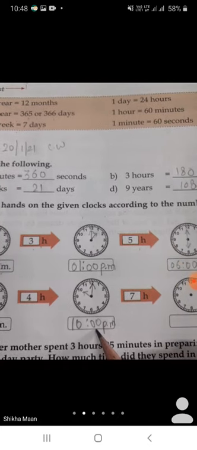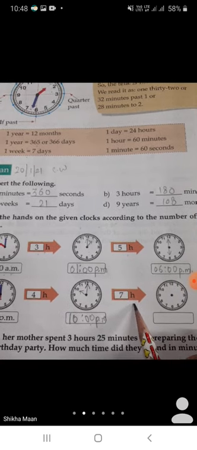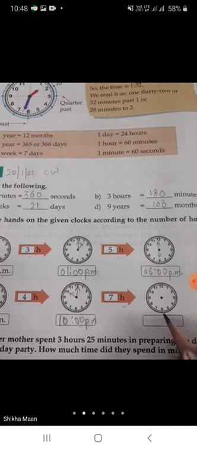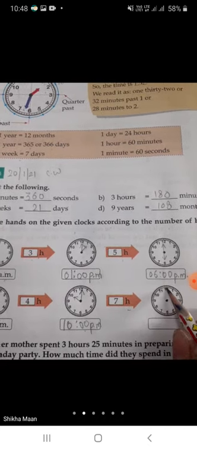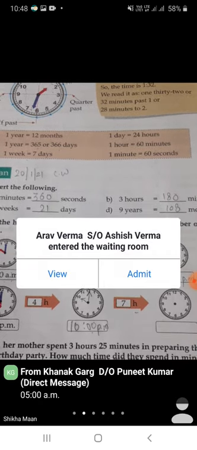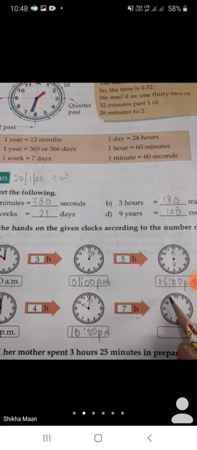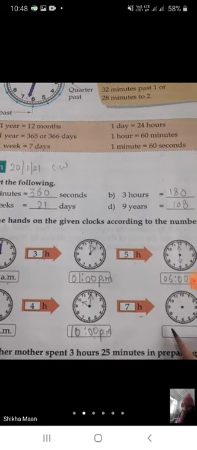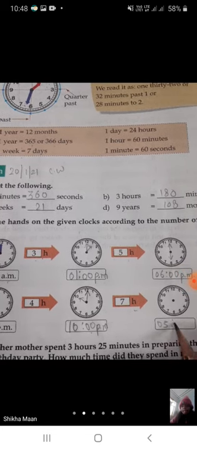The hour hand is on 10 and the minute hand is on 12. Now after 10 p.m., what is the time after 7 hours? 1, 2, 3, 4, 5, 6, 7. So it will be 5 a.m. Very good. 5 a.m.